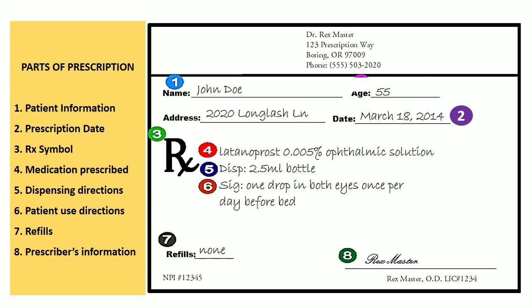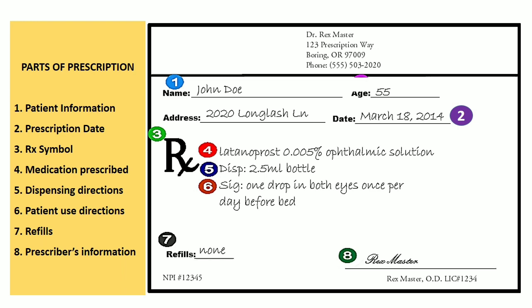Number 4, medication prescribed. It contains drug name, drug strength, and drug formulation. Jadi berisi nama, kekuatan, dan formula obat. Number 5, dispensing direction. It contains the amount of medicine that the pharmacist will dispense, including the bottle size, ointment tube size, or number of tablets or capsules. Jadi berisikan berapa jumlah obat yang harus diberikan oleh apoteker kepada pasien.